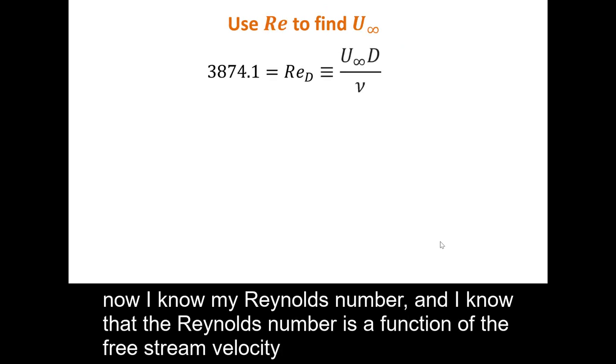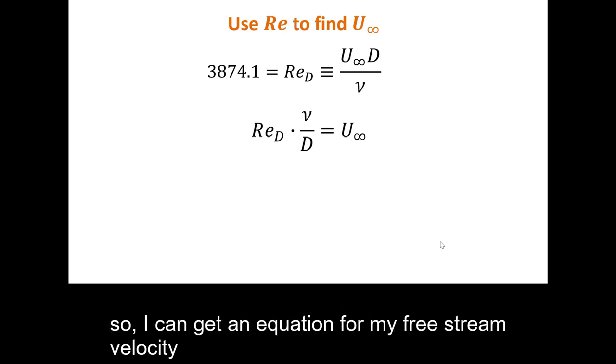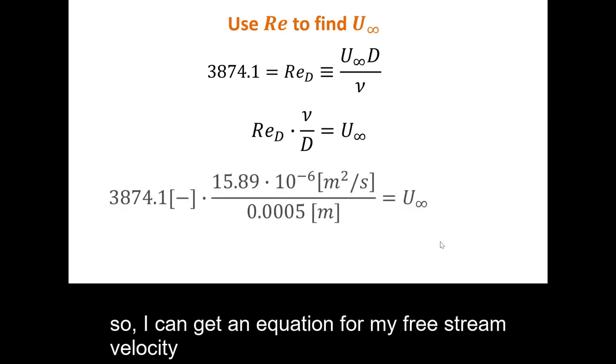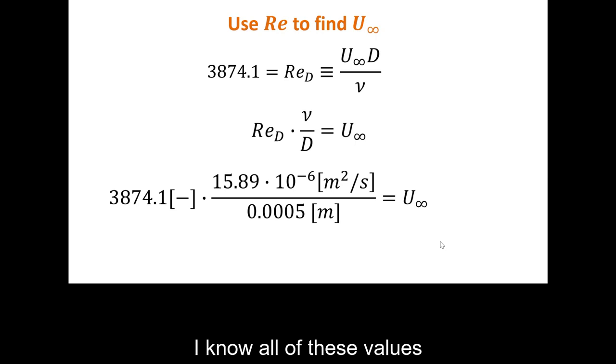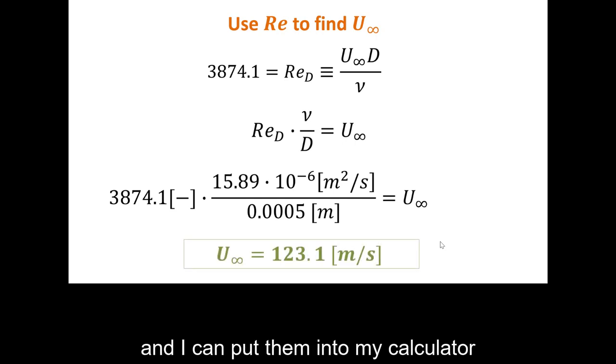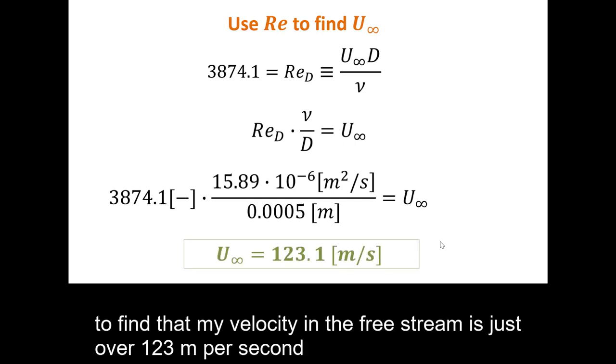Now I know my Reynolds number, and I know that the Reynolds number is a function of the free stream velocity. So I can get an equation for my free stream velocity. I know all of these values, and I can put them into my calculator to find that my velocity in the free stream is just over 123 meters per second.